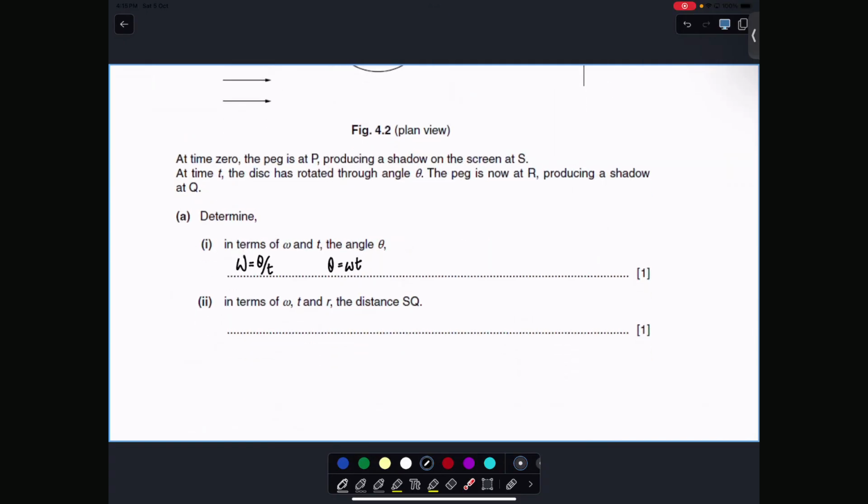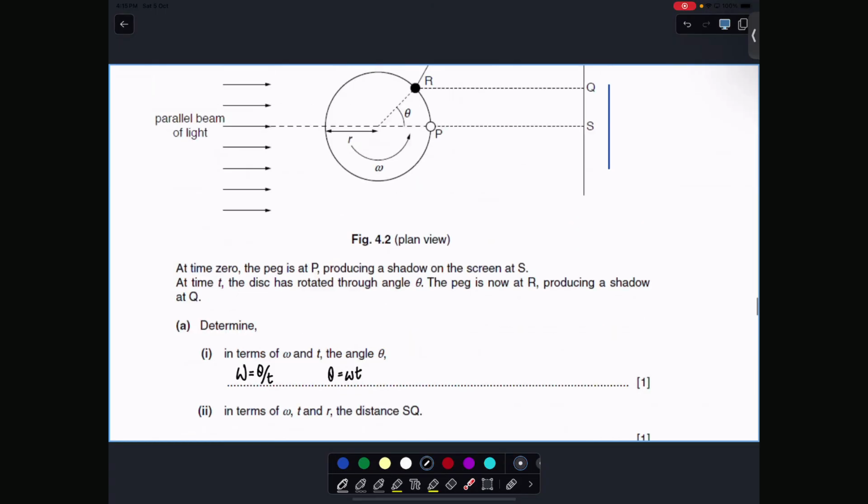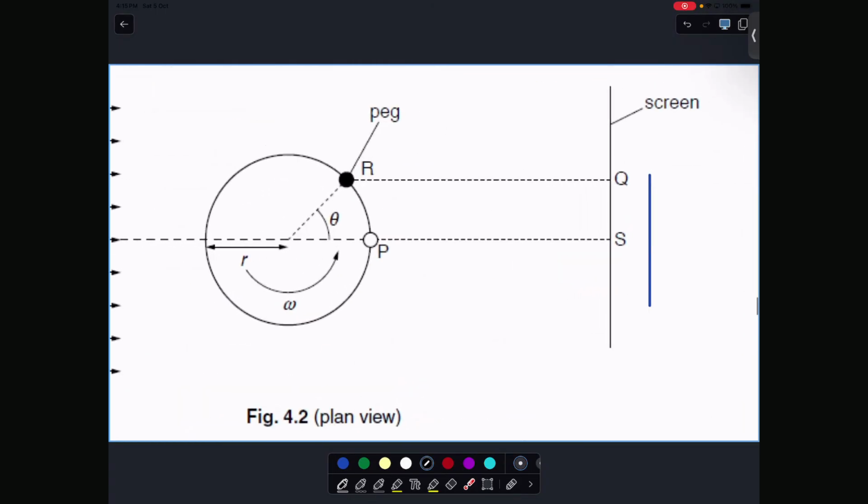In terms of omega, t and r, find the distance SQ. Interesting. How can you find this distance SQ here? Do you agree that this distance SQ here is the same distance there, right? So how can I find that? Given that this is r, and this is omega t, how do you find this opposite length here?